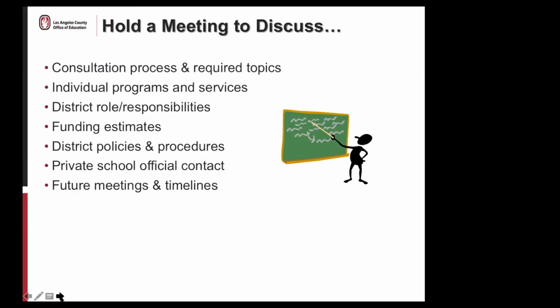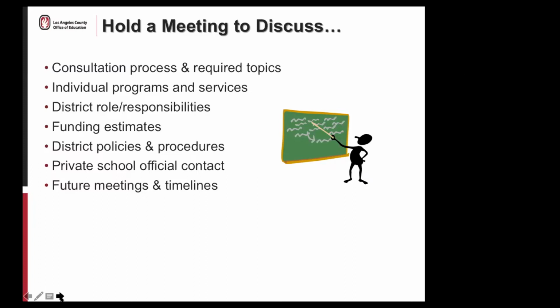So as mentioned, the intent to participate letter should be followed up with an informational meeting to provide more specific information about the programs that private school students, teachers, and families may be eligible to participate in, as well as the procedures for participating. So some of the topics that could be addressed at this initial meeting are listed on the slide. So for example, it will be important to explain the consultation process and the required topics that must be addressed. Other possible topics include explaining the purpose of the federal programs available and the services allowed under each program.